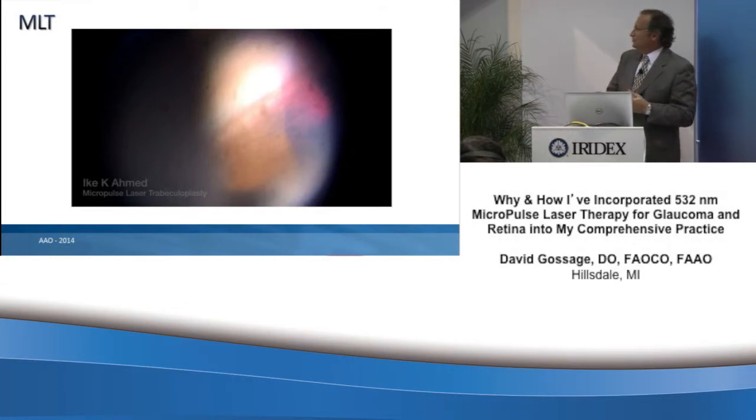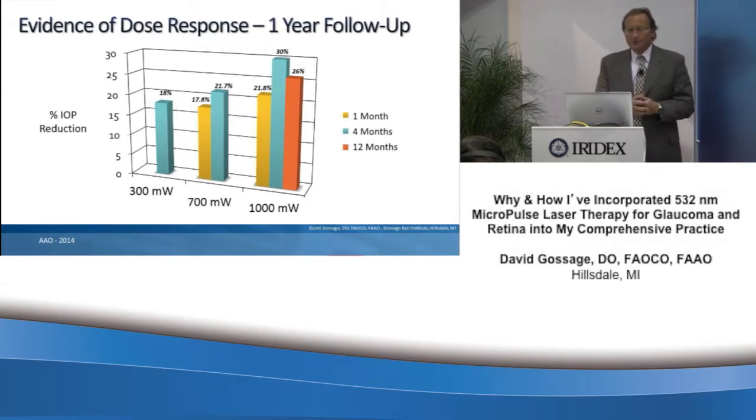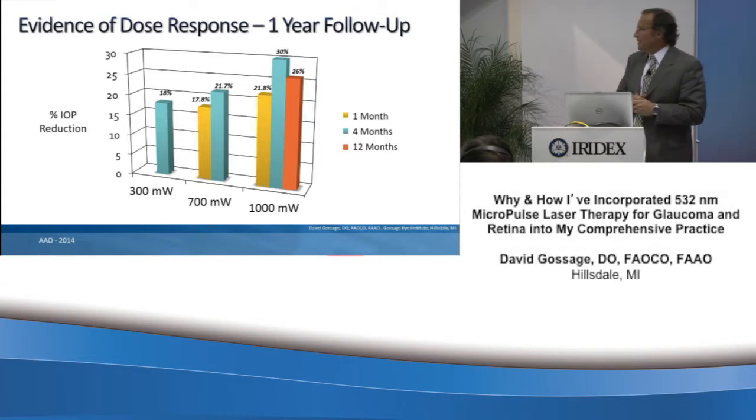So what I wanted to do is just show some of the data from my earlier work. I started off first using 300 milliwatts, and the question was why? No one knew what power settings to use. So we were kind of being the principal investigators in this, and so at first I started off with 300 milliwatts of power, and basically I looked at patients at a 4-month period, and at that time we saw about an 18% reduction in pressure.